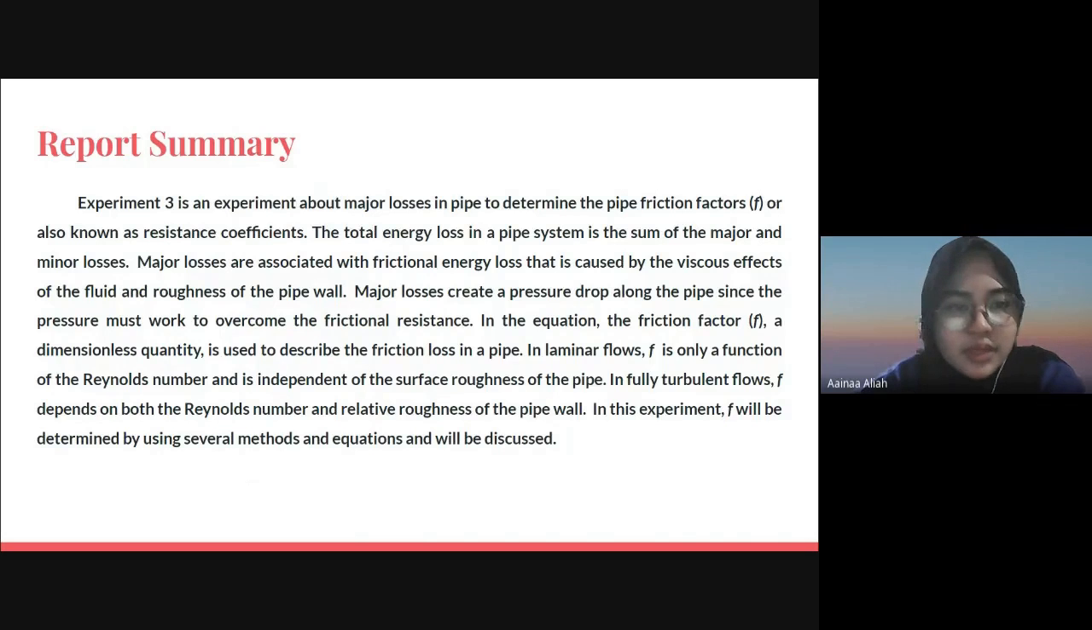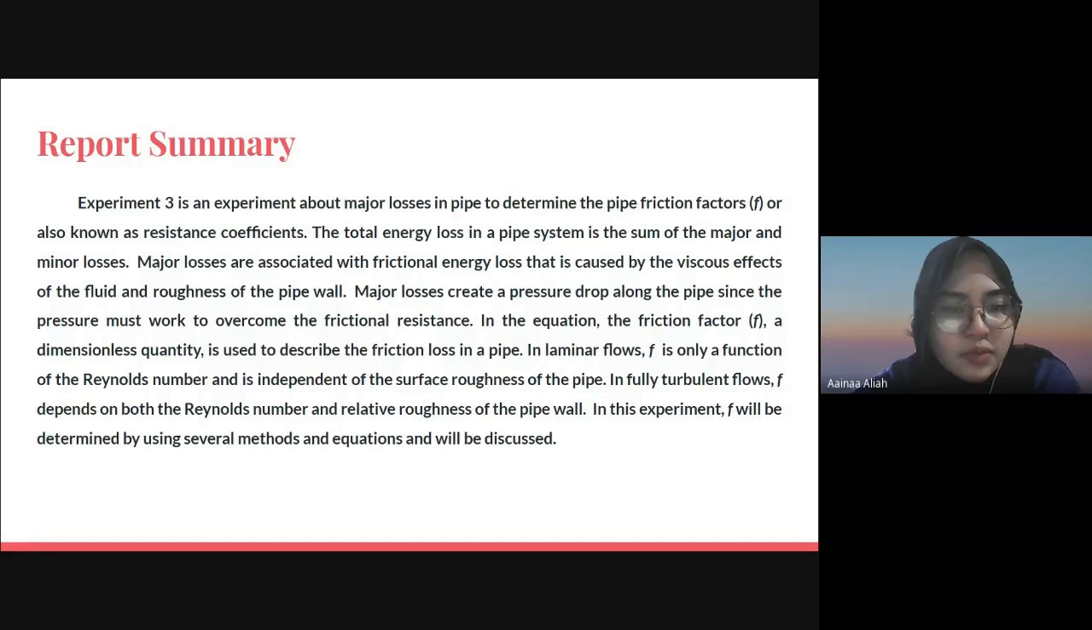Major losses are associated with frictional energy loss that is caused by the viscous effects of the fluid and roughness of the pipe wall. Major losses create a pressure drop along the pipe since the pressure must work to overcome the frictional resistance. In the equation, the friction factor, a dimensionless quantity, is used to describe the friction loss in the pipe. In laminar flows, F is only a function of the Reynolds number and is independent of the surface roughness of the pipe. In fully turbulent flows, F depends on both the Reynolds number and relative roughness of the pipe wall.